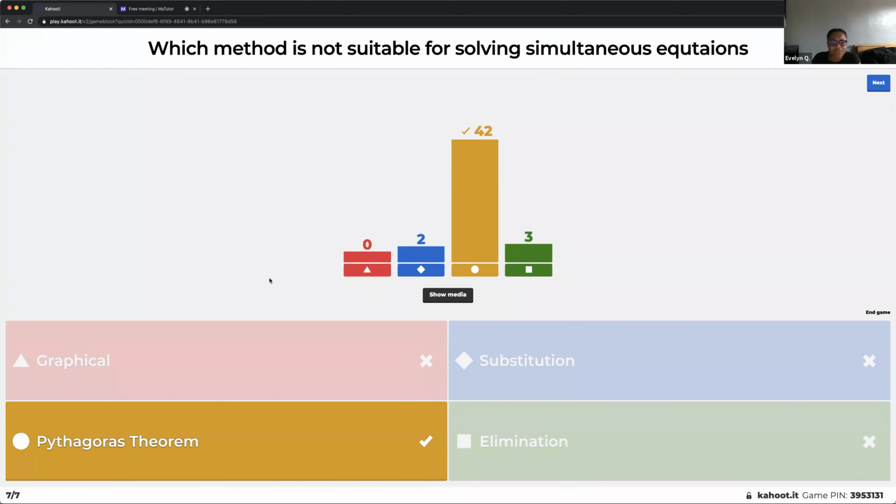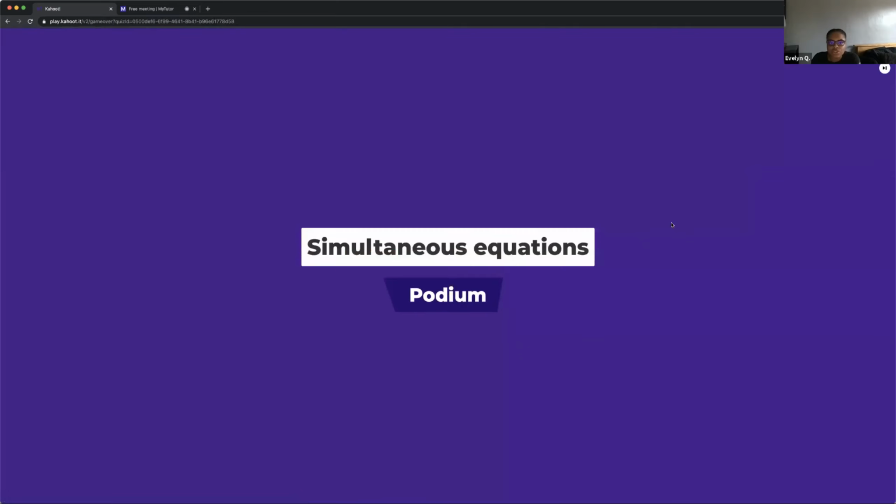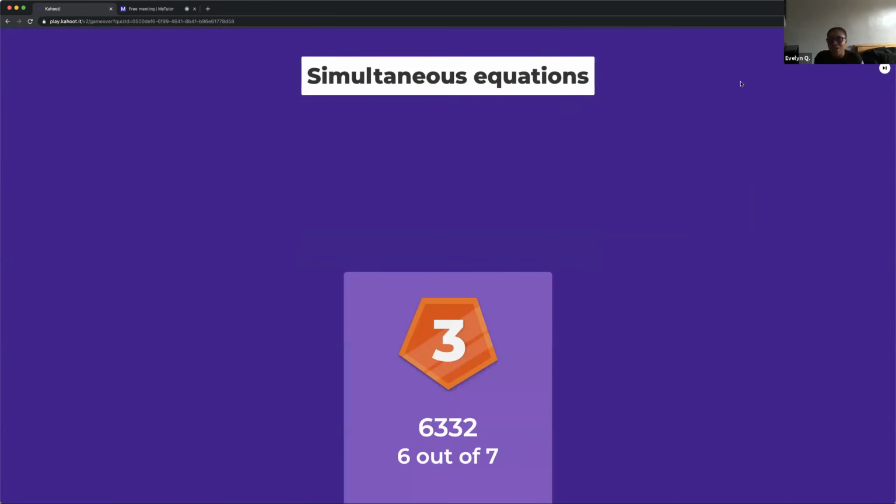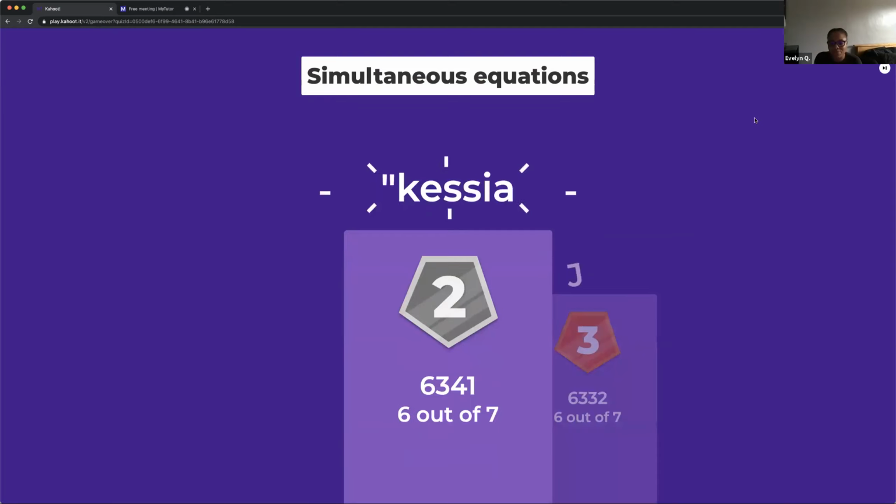Brilliant. Pythagoras theorem. Pythagoras theorem is for solving triangles. So to solve simultaneous equations, you could use the graph like what we went through. You could do substitution, which is for the higher students, or you could use elimination, which is for the standard simultaneous equations. So I hope everyone enjoyed it and they understand simultaneous equations a little bit better.